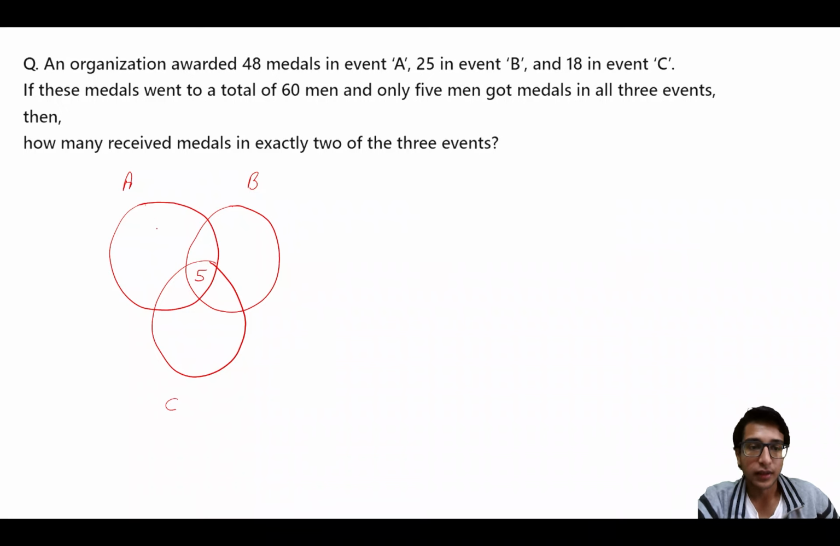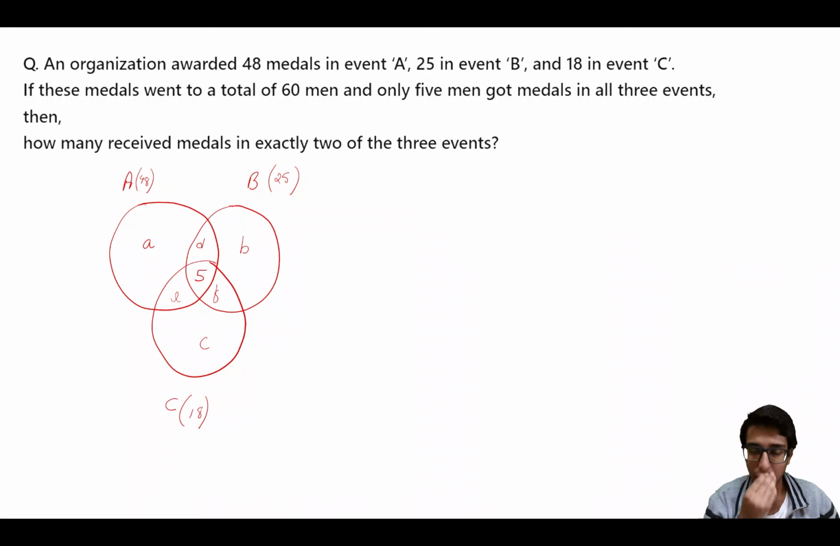So in total, there were 48 medals in A. In total, there were 25 medals in B and 18 in C. Now let's say in this portion we had A number of medals, here we had B, here we had C, here we had D, E and F. So D represents the number of medals which were in A as well as B. F represents the number of people who got medals in both event B and event C. For E also the same thing, the number of people who got medals in both A and event C.